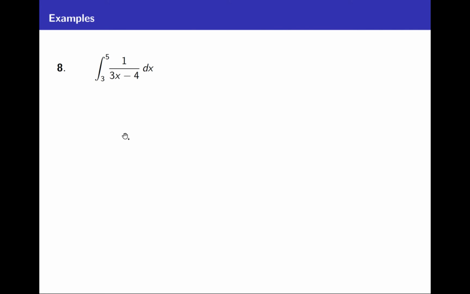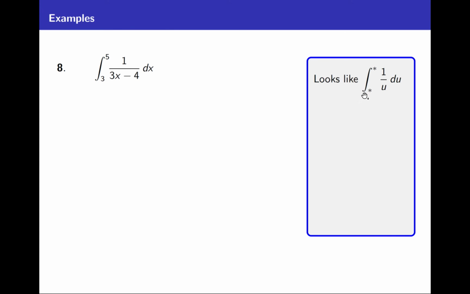Okay, here's another one. Integral from 3 to 5, 1 over 3x minus 4 dx. So this one looks like a definite integral of 1 over u du, where u would be equal to 3x minus 4. So let's try that.